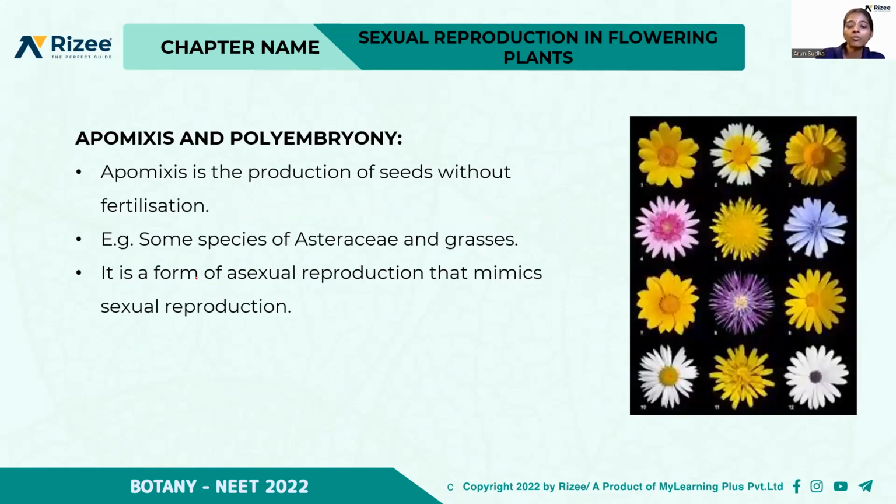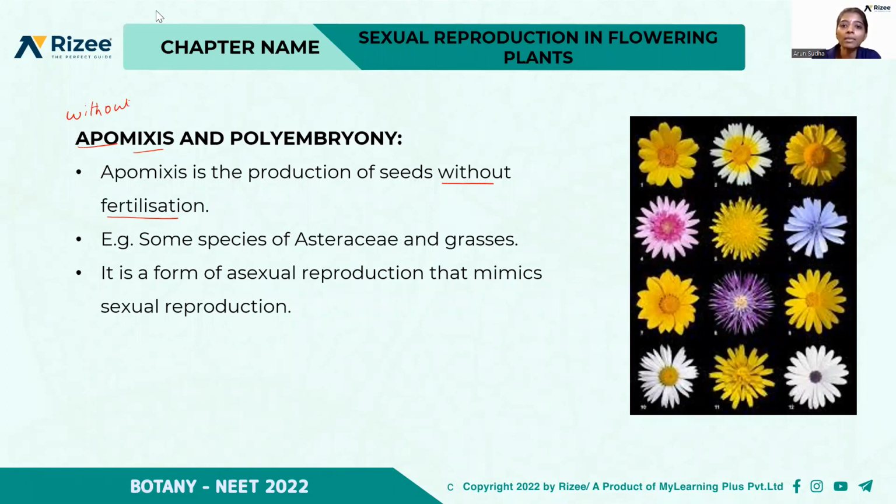And then the next feature is apomixis and polyembryony. So what do you mean by apomixis? The term apo means without. So without mixing, in a sense, it is the production of seeds without fertilization. So without the fusion, right? Apomixis is the production of seeds without fertilization.